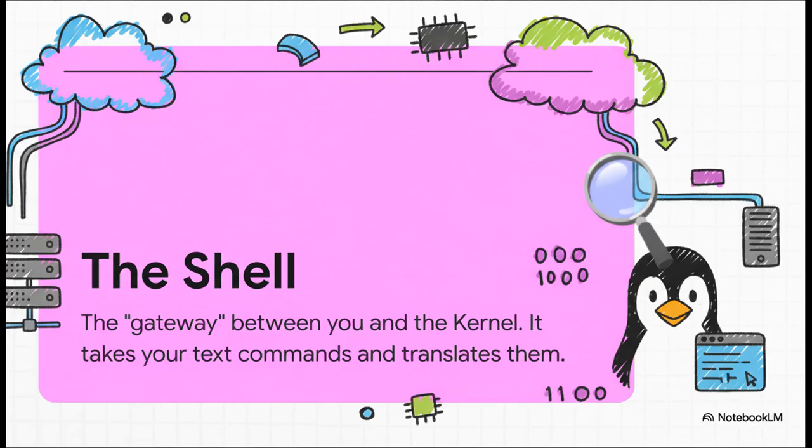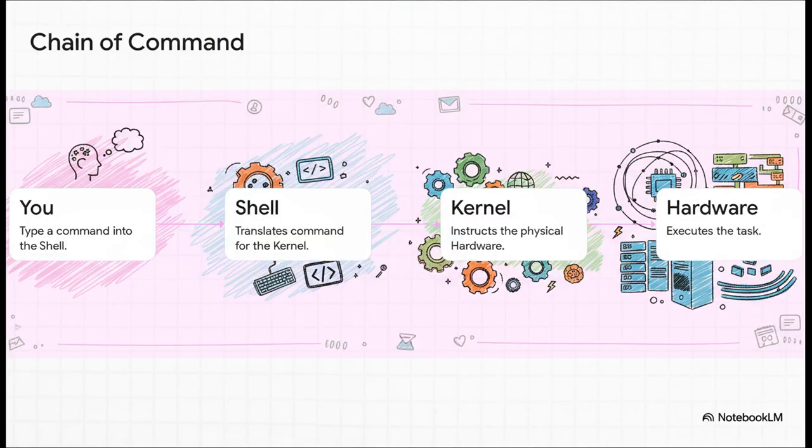That's where the shell comes in. The shell is basically our interpreter. It's the gateway that takes our normal, human-readable commands and translates them into something the kernel can actually understand and execute. And this is what I love about this. It just lays out that chain of command so clearly. You type something on your keyboard, it goes to the shell, the shell translates it for the kernel, the kernel tells the actual hardware what to do, and then the result comes all the way back to you. It's a really beautiful, logical flow.